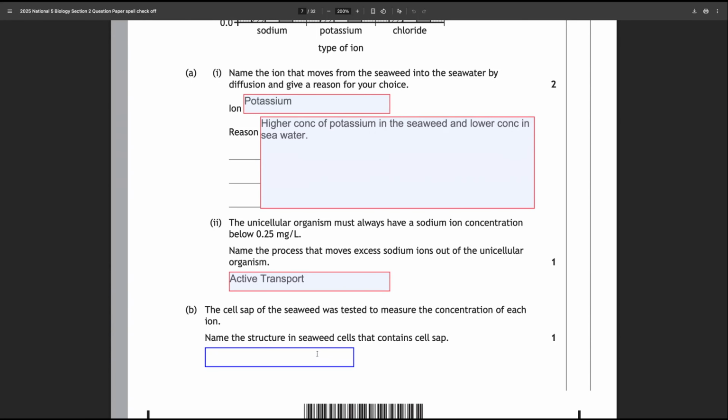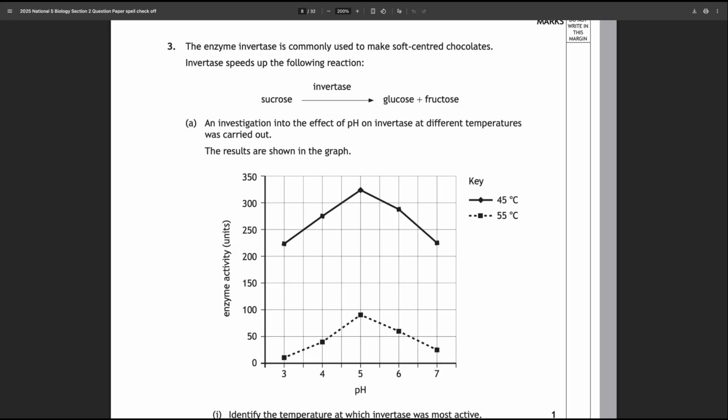And lastly, the cell sap of the seaweed was tested to measure the concentration of each ion. Name the structure in seaweed cells that contains cell sap. So the cell sap is contained in the structure called the vacuole, and that's a fairly straightforward knowledge-based question for you to answer. Okay, question 3. The enzyme invertase is commonly used to make soft-centered chocolates. Sounds nice. Invertase speeds up the following reaction. Sucrose is catalyzed by invertase to produce glucose plus fructose.